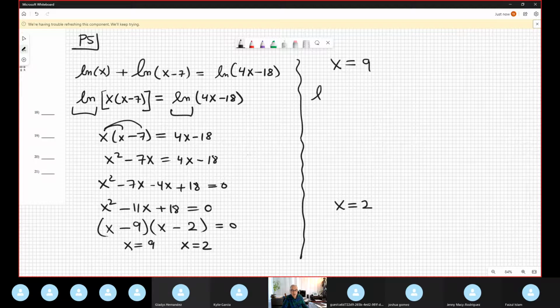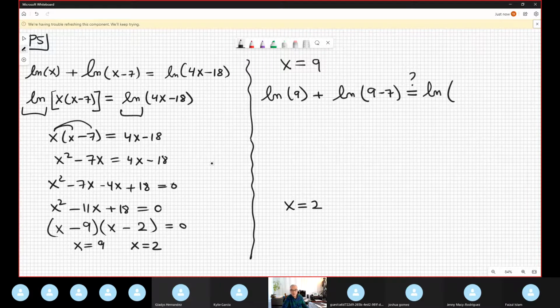So I need to prove somehow that the logarithm of 9 plus the logarithm of 9 minus 7 should be equal, I don't know if it's true or false, to the logarithm of 4 times 9 minus 18. Okay, logarithm of 9. Well, I could put it in the calculator if you want, but not necessarily. I try to avoid the calculator. Logarithm of 9 minus 7 gets 2. Should be equal to the logarithm of 36 minus 18, which gets 18.